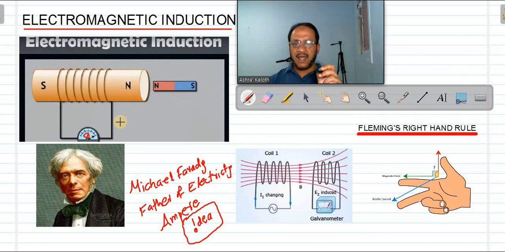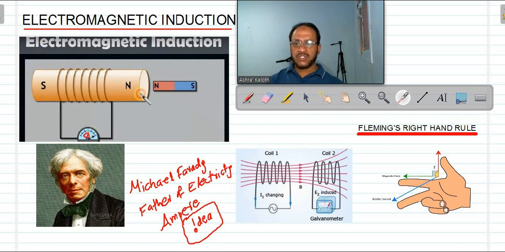And one day, in an angry mood, Faraday was throwing this magnet into the coil. So when the magnet was thrown into the coil, that was the first time in history that electricity was produced by this method. What he could see, when the magnet was thrown into the coil, was that the galvanometer deflected to one direction.